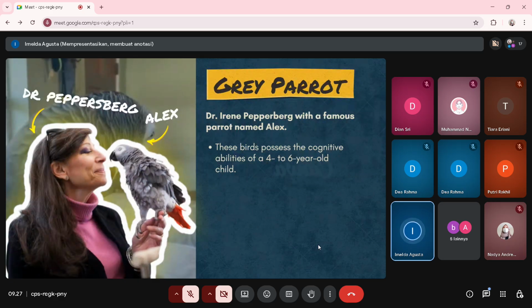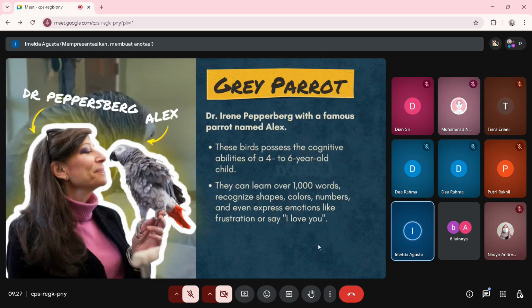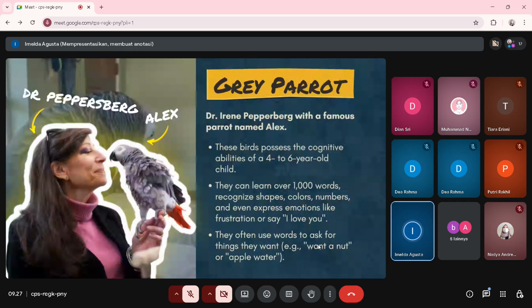So it can actually learn language by observing. And there's a method that Dr. Pepperberg used to train this ability. They can actually learn over 1,000 words and recognize shapes, colors, and numbers, and even express emotions like frustration or say, I love you. They often use words to ask for things they want, like a nut or apple or water.